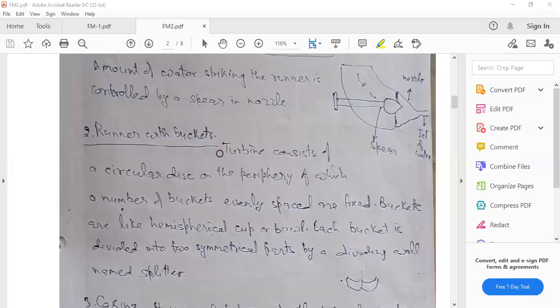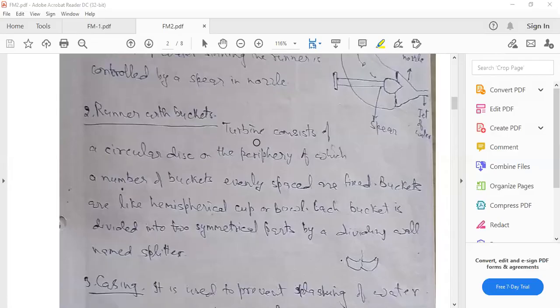So this is the runner with bucket arrangement. The turbine consists of a circular disc on the periphery of which a number of evenly spaced buckets are fixed. Buckets are like a hemispherical cup or bowl. Each bucket is divided into two symmetrical parts by a dividing wall named the splitter.